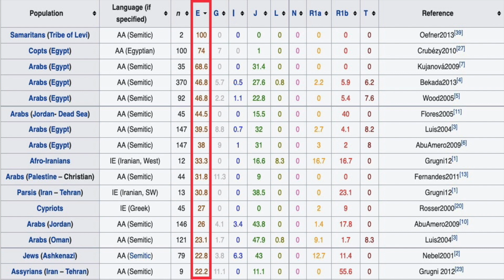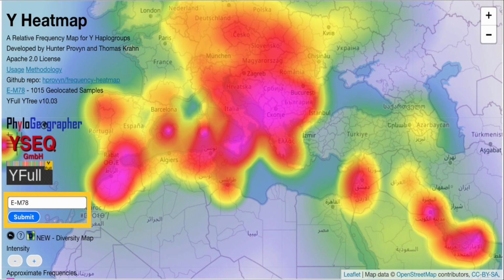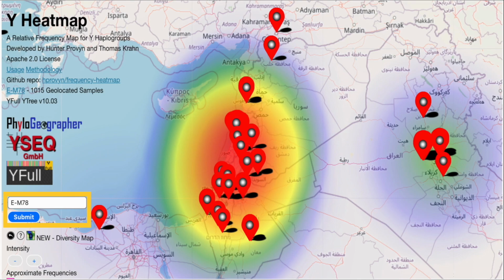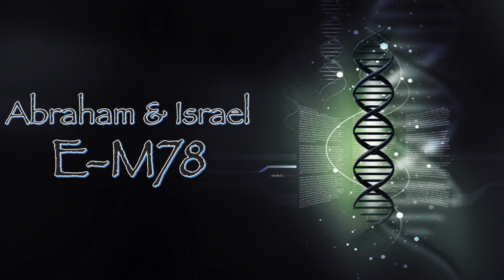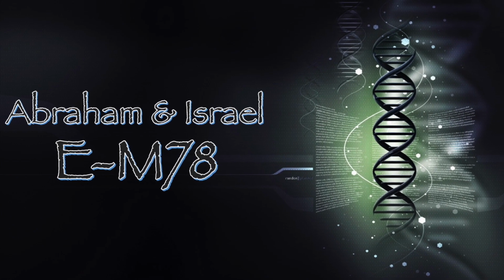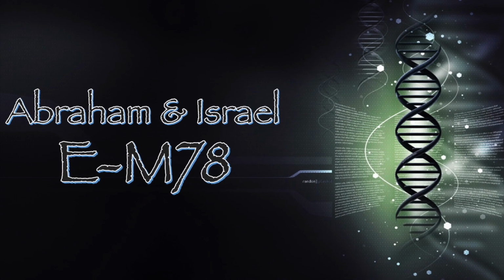I'm basing this off of the Samaritan Cohen lineage of the tribe of Levi, and the Samaritan population has 100% haplogroup E. However, not just them, but also their Semitic cousins such as Arabs in Egypt, Arabs in Jordan, Arabs in Palestine, etc. Haplogroup E-M78 is widespread throughout Africa, the Middle East, and the Mediterranean, and this lineage makes up a decent percentage in Israel today. With that being said, Abraham and the Israelites could represent a downstream of E-M78.